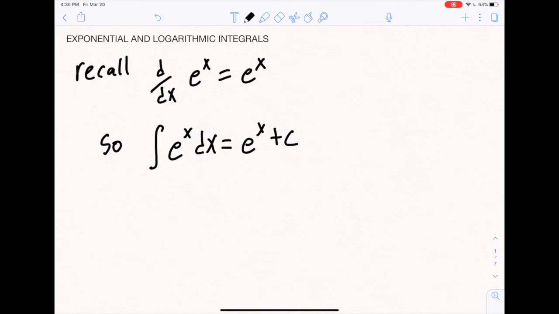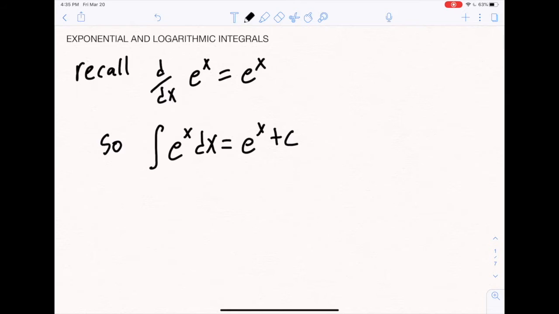Here in section 5.3, we will discuss exponential and logarithmic integrals. As you recall, the derivative with respect to x of the exponential e to the x is just e to the x. It's the easiest derivative to remember. And so with that in mind, the integral of e to the x is just e to the x plus a constant c. It's the easiest integral to remember as well.